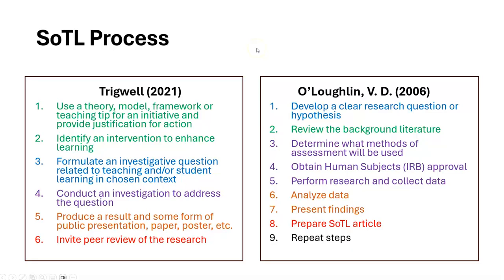So the two articles I asked you to read outline different processes for the scholarship of teaching and learning, but they're very similar. I took the list of steps in these two articles and, using colors, tried to align where they are. Trigwell recognizes you need a theory and an intervention, and so does O'Loughlin. But O'Loughlin starts with first developing a clear question or hypothesis, and for Trigwell that's a little bit lower, in developing the question. But I would say those areas are all about trying to identify what you want to research and what else has already been done to support that.